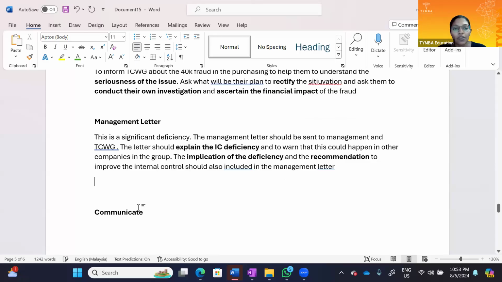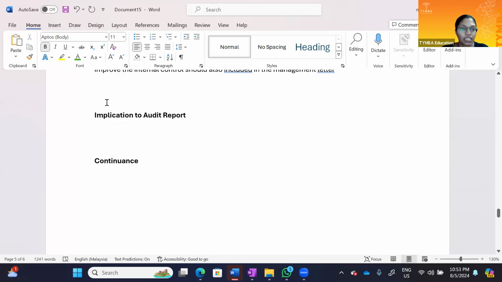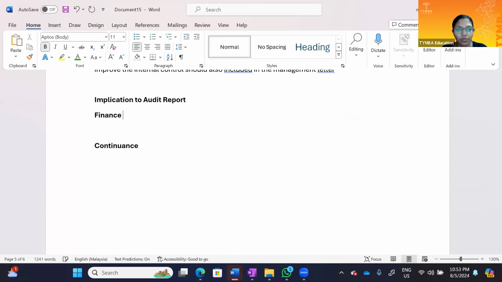Now, once done with communication, we want to talk about the implication to the audit report. For me, it's an even more serious matter here, because the finance director asked the team not to investigate the fraud, which is very odd. So this is odd.